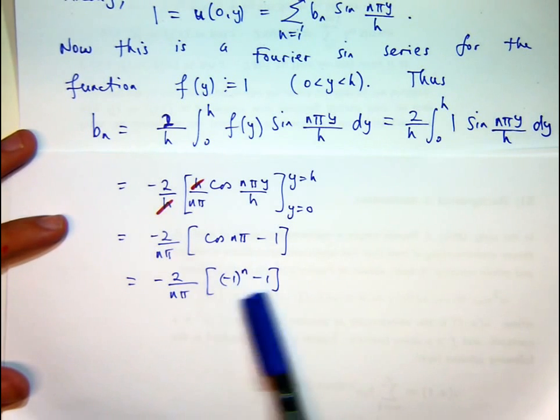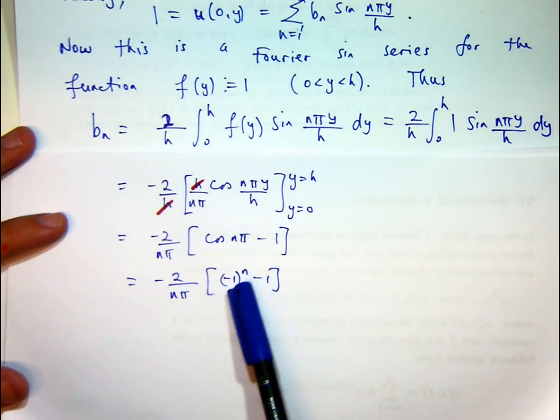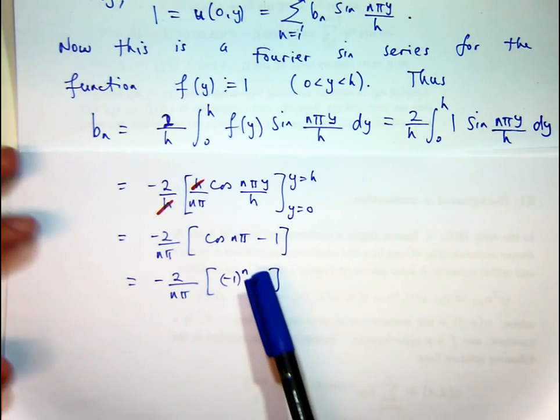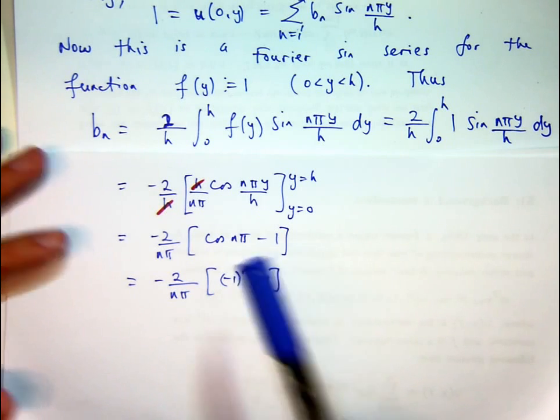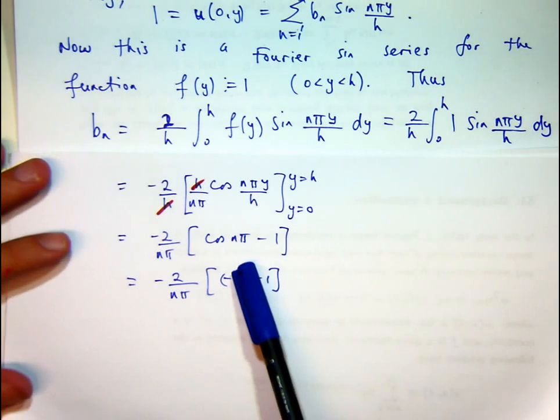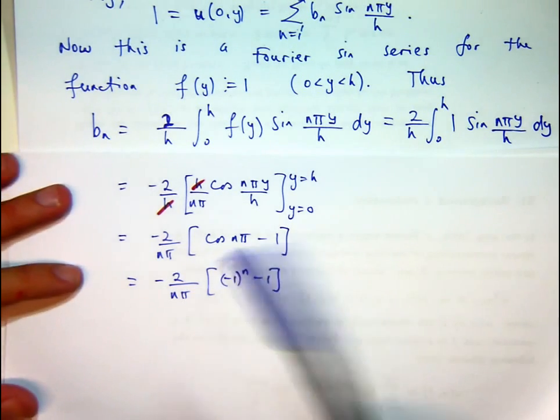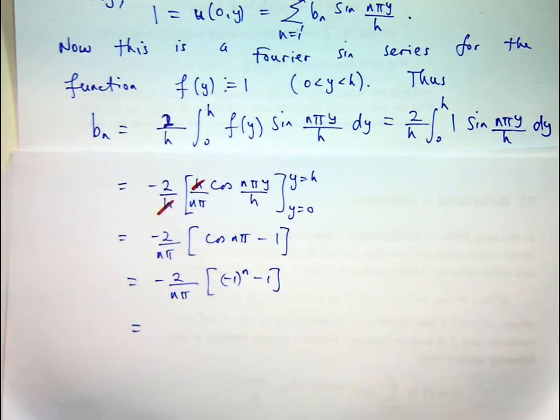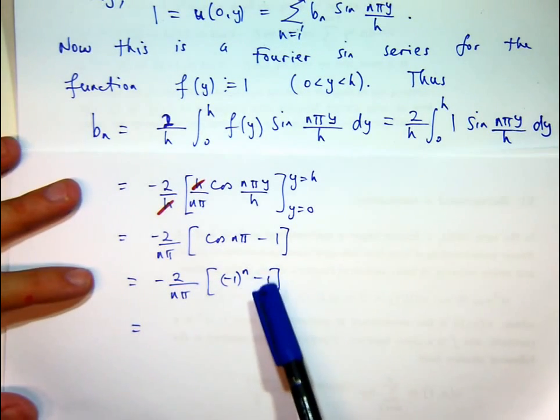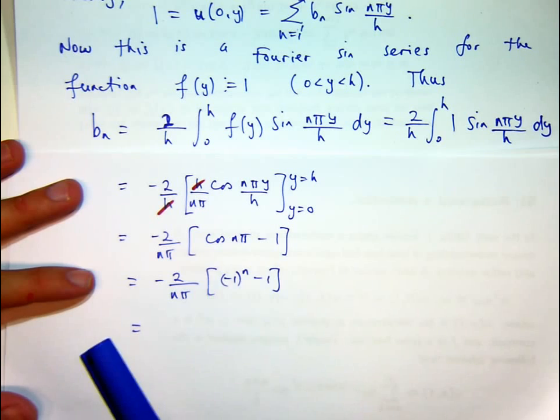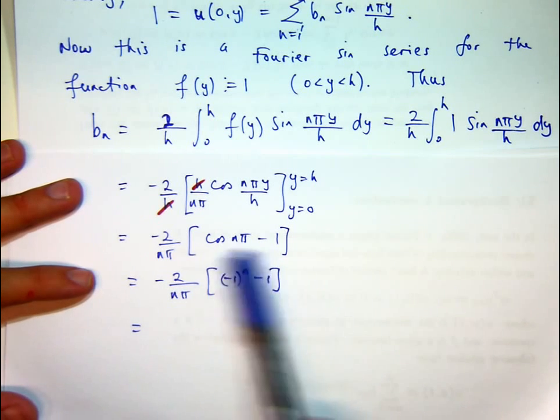Now if we look in this square bracket, the first term is going to be positive when n's even, and this term will be negative when n's odd. So I can simplify even more. If n's even, I'll get 1 minus 1 here, so the square bracket will be 0.